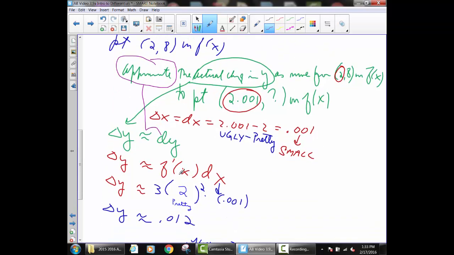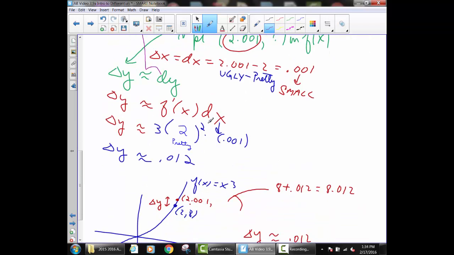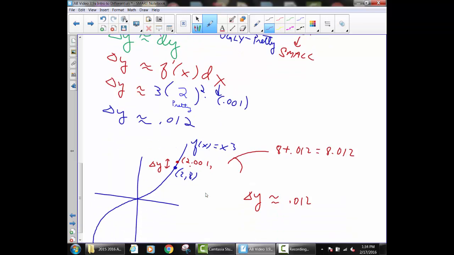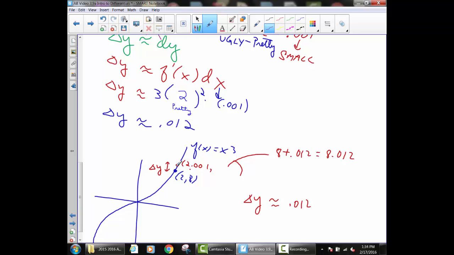So we're going to have f prime of x, which is 3x squared at the pretty number, which is the 2, times the delta x or dx, which is the 0.001. And what you'll find out is that's 4 times 3 is 12 times 0.001 is 0.012. So what that's telling you is that as you move from the point 2 to 2.001, the height is changing approximately by 0.012. So the approximate height of this point is the original height of 8 plus this delta y, which we have approximated to 0.012.